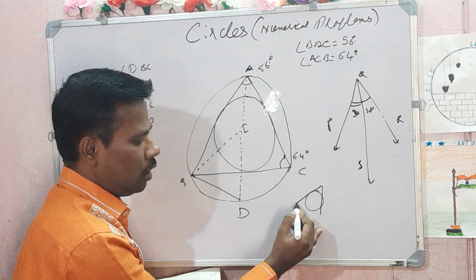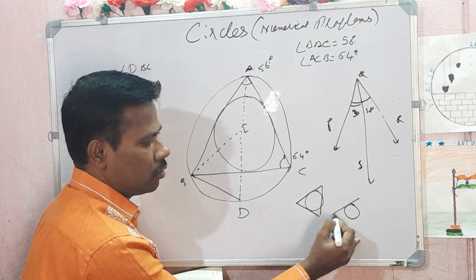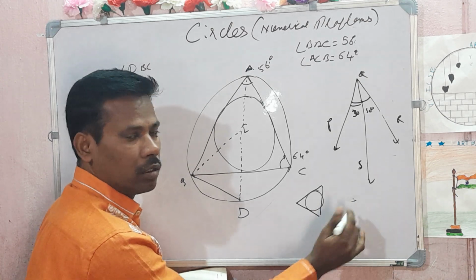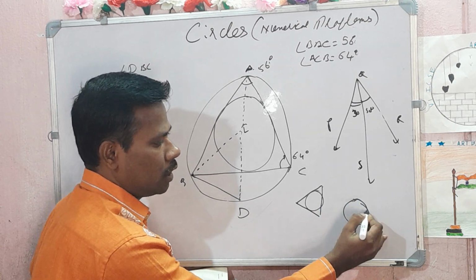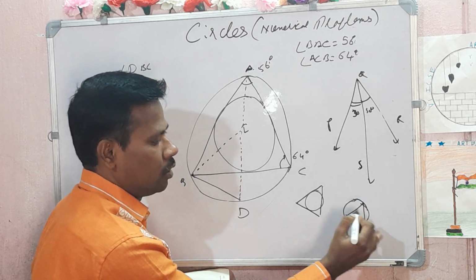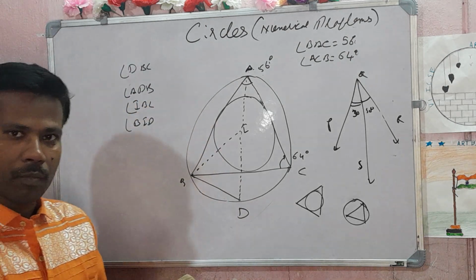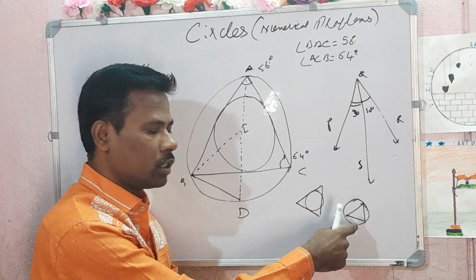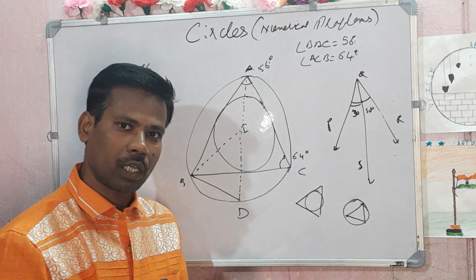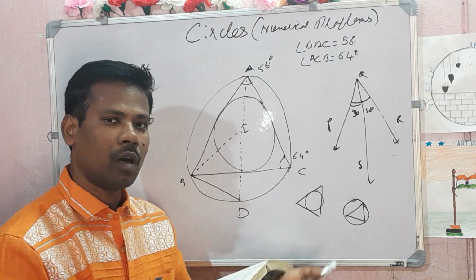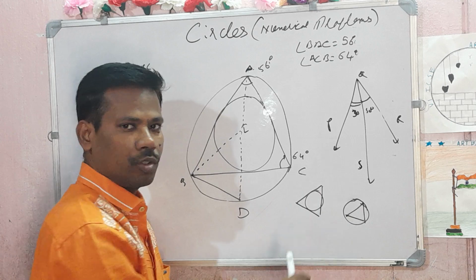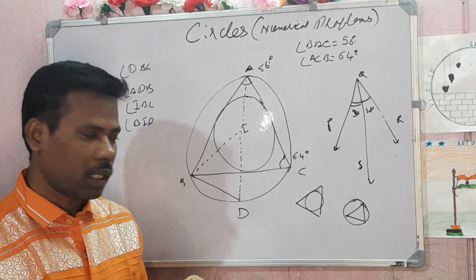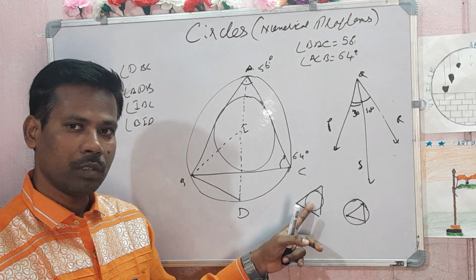This is incircle. What do you mean by circumcircle? Outside the triangle. So these are the two conditions you should remember. Incircle means the circle lying inside the triangle. Circumcircle means the circle lying outside the triangle. These two words also you should know. Circumcircle, this is the difference. Incircle means this one.